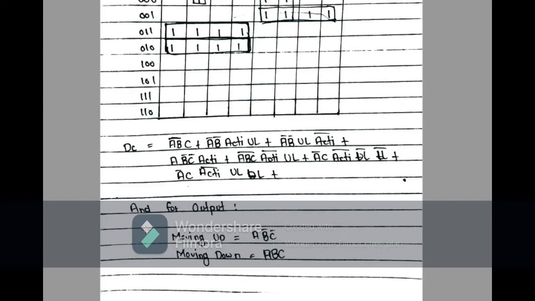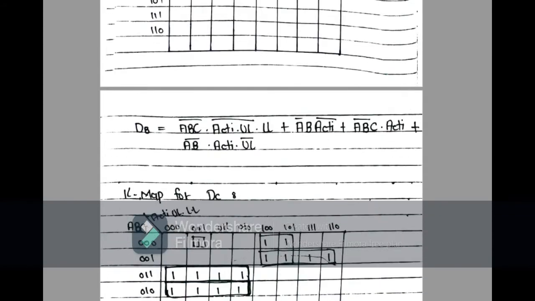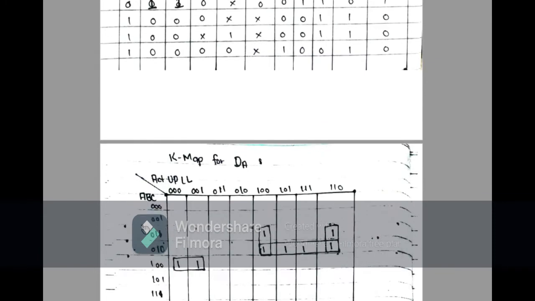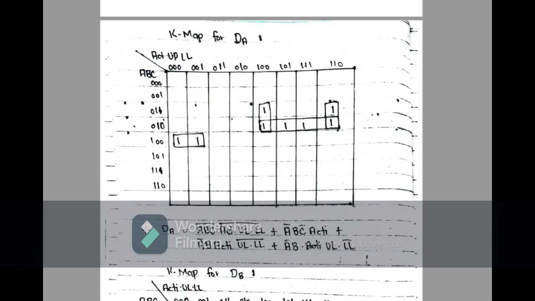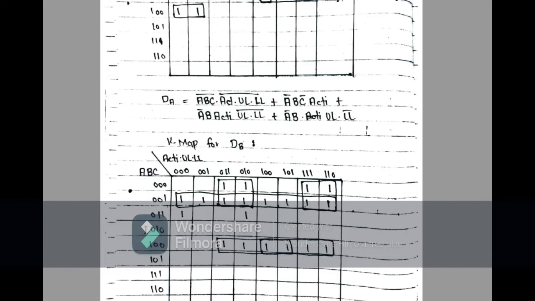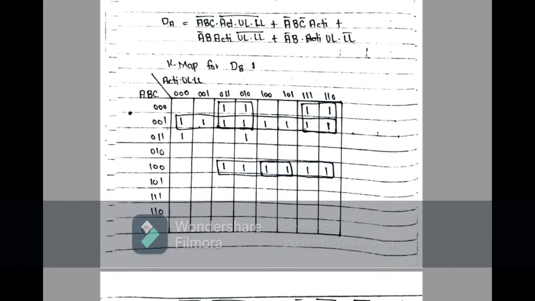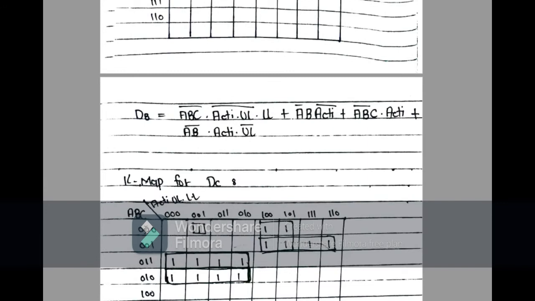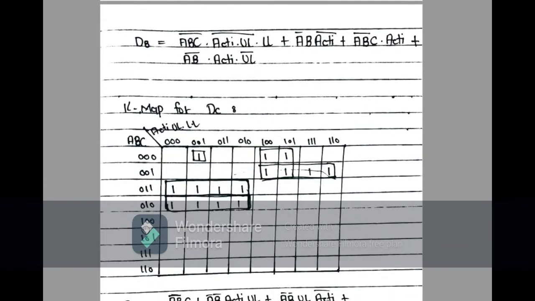Now when you understand this state table and these K maps, you can very easily derive these equations and make the circuit of your garage door opener. These equations are lengthy, you can see that, but they are very easy when you understand them. Now from these equations we have to make a circuit on Proteus. Now I will show you the circuit that I have made on Proteus.